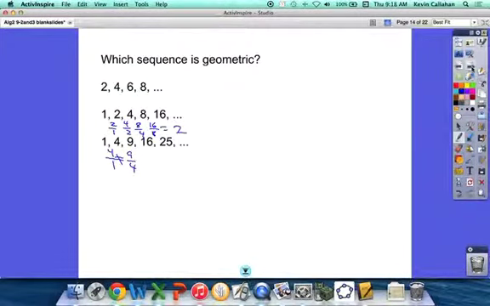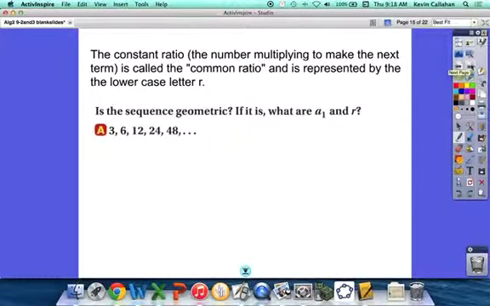Okay. Good. Okay. If it is geometric, if it looks like you keep multiplying by the same number to get the next term, whatever that number is called common ratio. And that we use lowercase letter r. So you're going to get the same kind of questions with this. So is it geometric? If so, what's the common ratio?